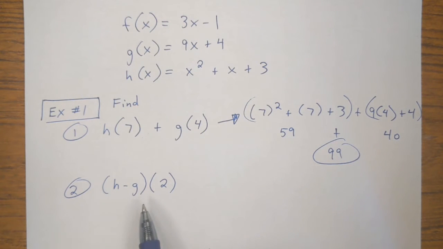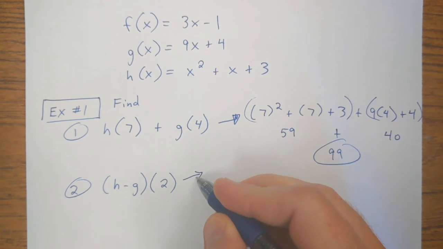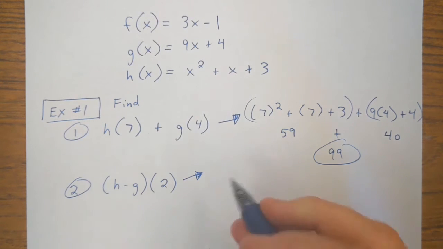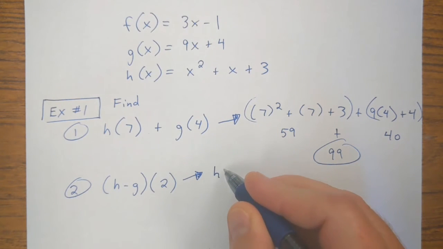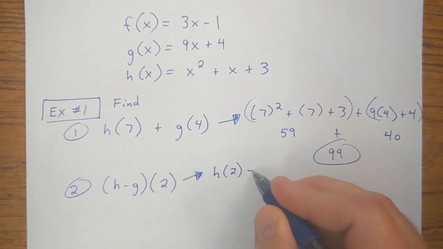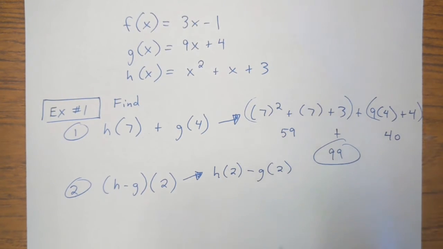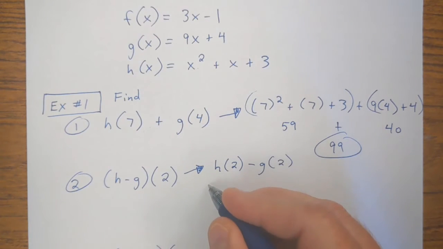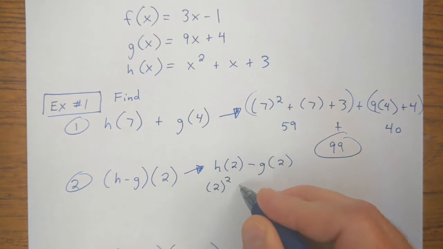Now, the second example introduces operations between functions. This is read as h minus g of 2. So this may look a little different to you. It's taking this to the next level. Another neat thing about function notation is you can easily do operations between two functions. This literally translates to find h of 2 minus g of 2. Now, I'm going to show all of my steps. I plug 2 into the function h. I input a 2 into h.